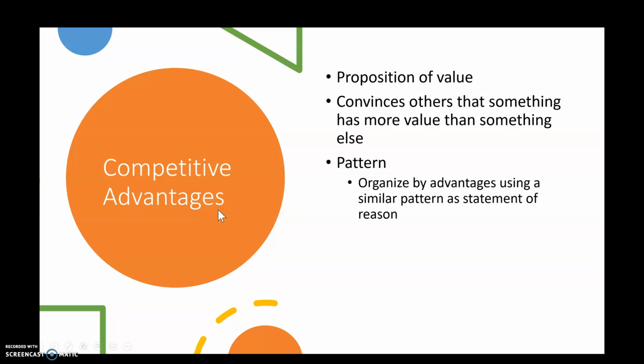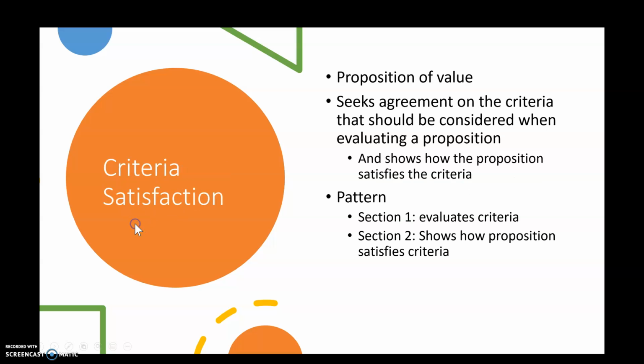Second structure is competitive advantages. This is a proposition of value. So remember, this has to do with right, wrong, moral, immoral, sound, unsound, things like that. And it convinces others that one thing has more value than something else. And so the pattern is to organize by advantages, and you want to use that similar pattern of using your strongest last and your second strongest first as with a statement of reason.